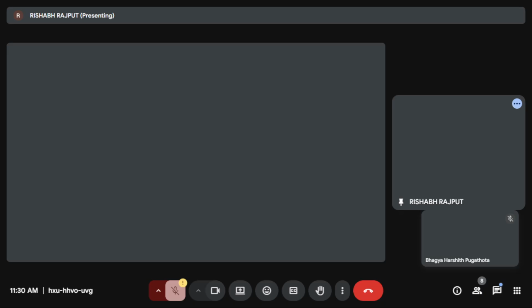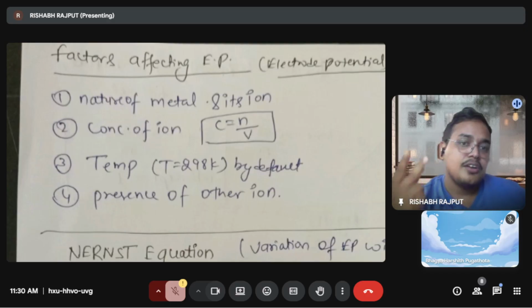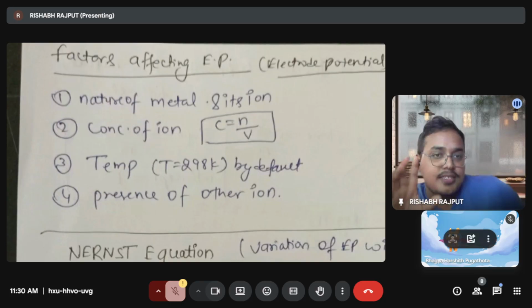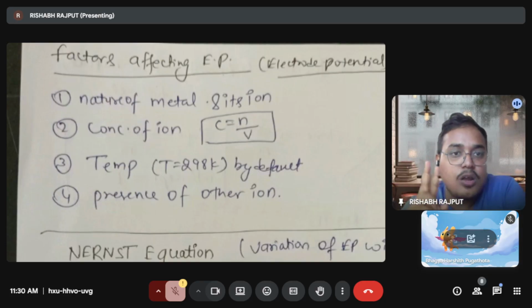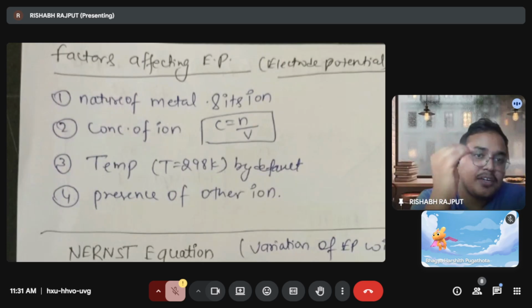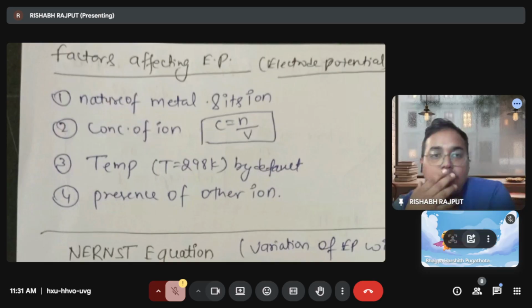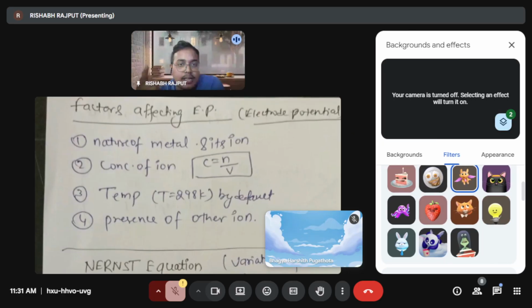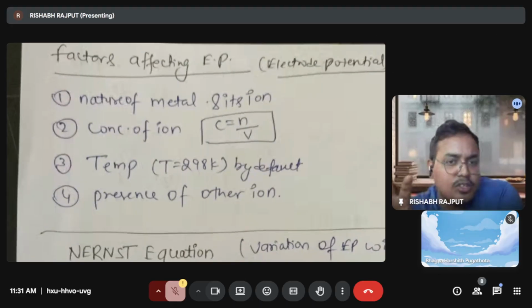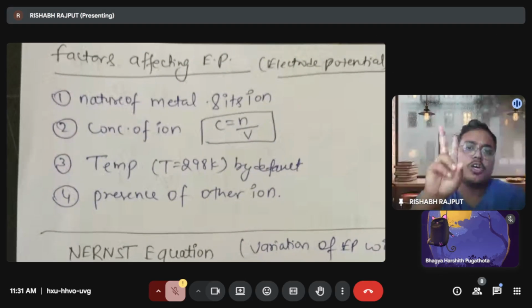The second is concentration of ion. The third is temperature, and also the presence of other ions. Please see, guys, here two factors are the most important: concentration of ion and temperature. Because of these two factors, you have so many numericals. But the nature of metals and its sign, and the presence of other ions, I will explain as theoretical topics.